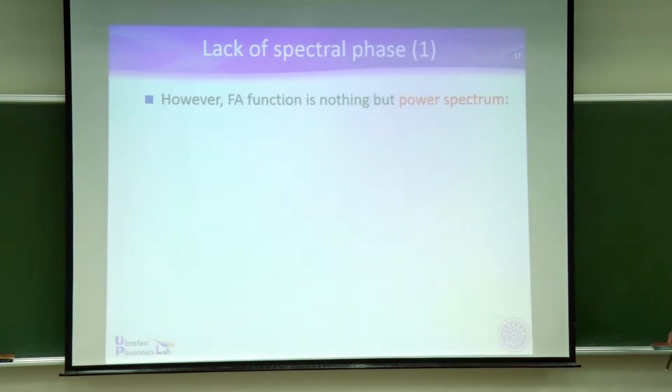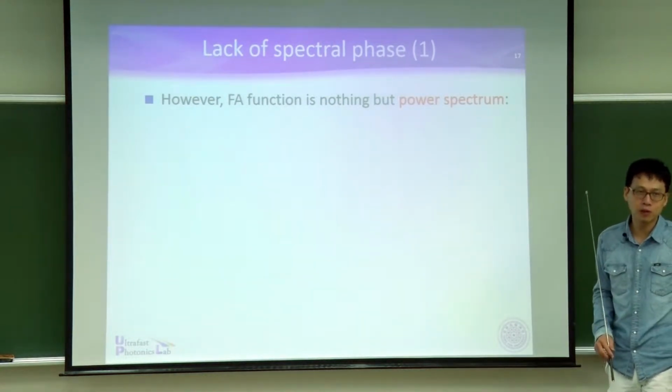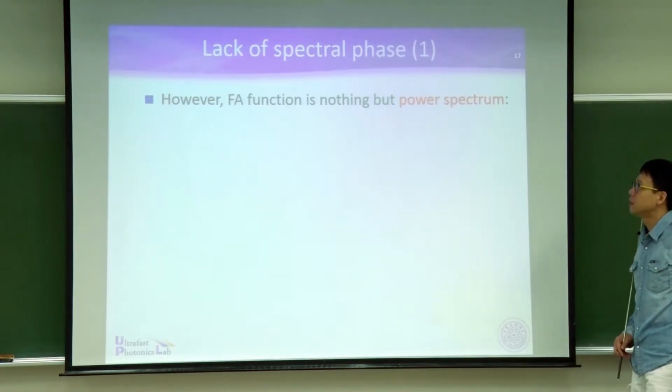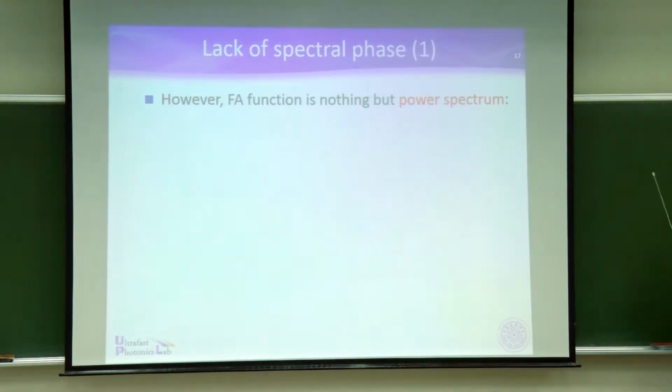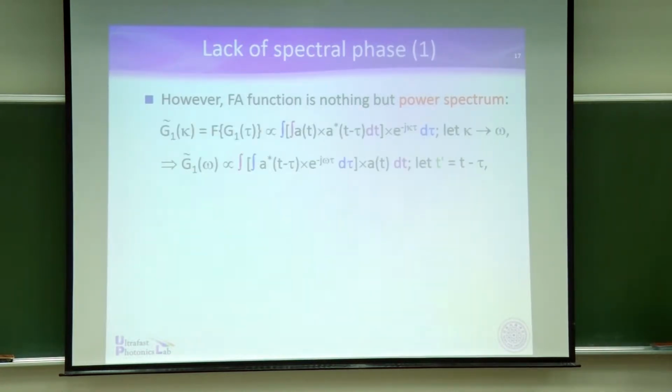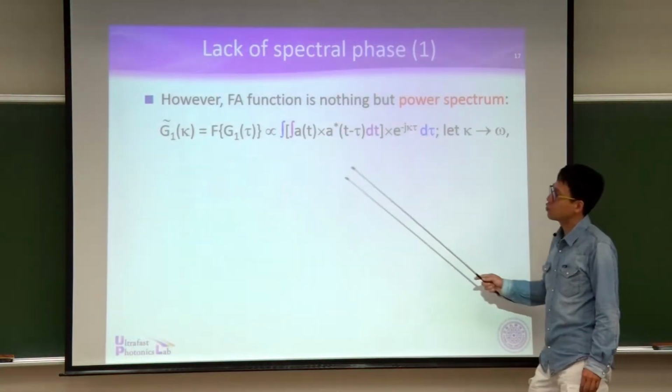Okay, however, there are some problems about field autocorrelation. The first is lack of spectral phase. Field autocorrelation function is nothing but power spectrum. It is the conclusion, but we need to prove it. So here I show you the mathematical proof. Let's check G1 tilde.